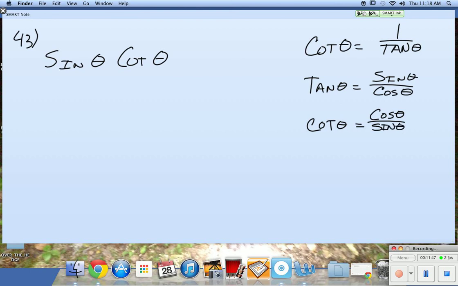So let's go ahead and replace that in here. Sine of theta times cosine of theta over sine of theta. My sine of thetas cancel out, and I'm left with just cosine of theta. And there's my answer.